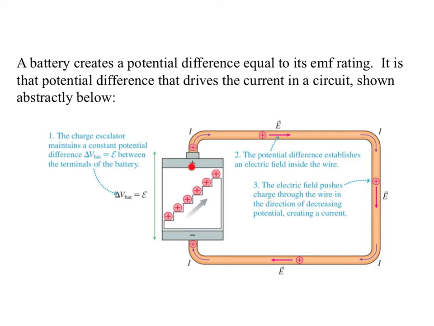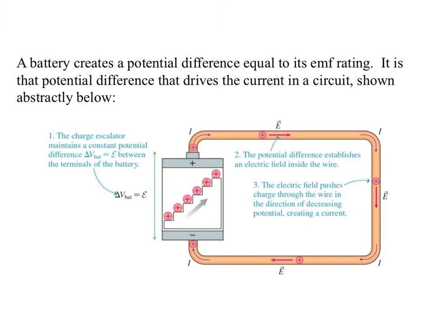The wire provides a path, and so the potential difference creates an electric field inside the wire, which pulls positive charges along it. The electric field pushes the charges through the wire. They go down to the negative terminal, and then the whole process repeats. Bump, bump, bump, bump, and then it can keep going.